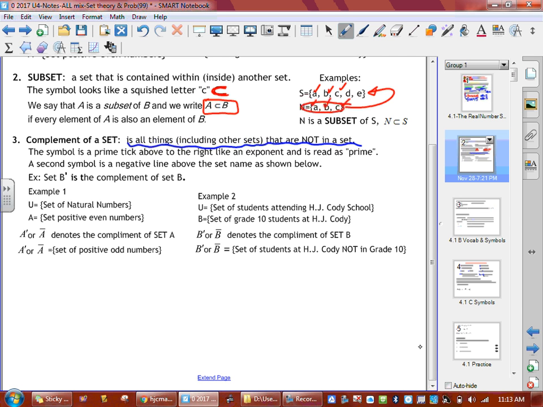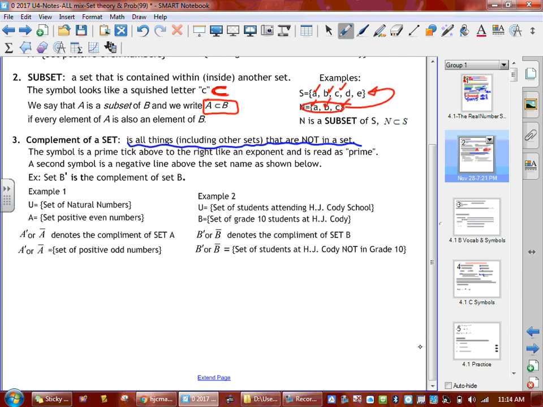So, for example, if I were referring to our school again, and I said to you, our universal set is H.J. Cody, and then I said to you, our set A is grade 12 students. The complement to set A would be grade 9 students, 10 students, 11 students, all the staff. It'd be everybody except the grade 12s. Okay? So that's what we know a complement is. It's everything except the other set you're talking about. Okay? That's what we do for a complement.